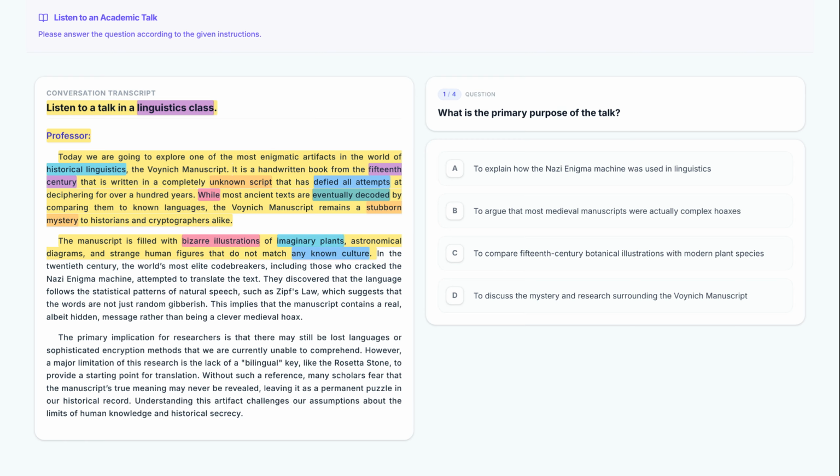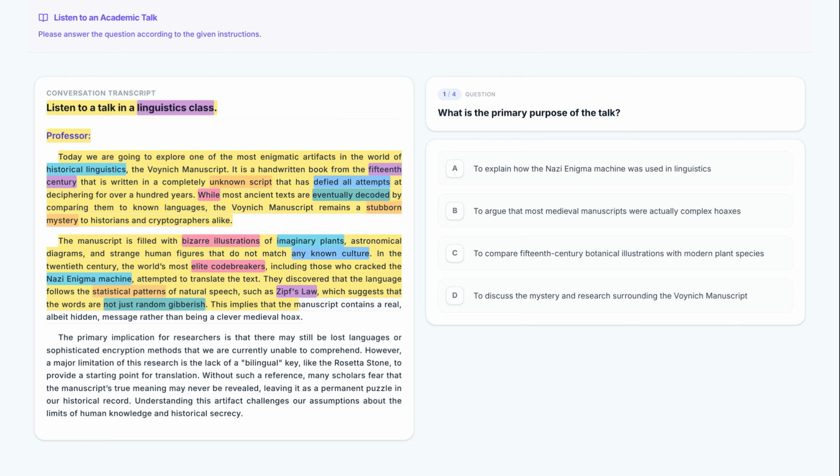To emphasize the difficulty of the task, the professor mentions that elite codebreakers who cracked the Nazi Enigma machine were unable to solve it. The next sentence introduces a crucial scientific finding. The text follows statistical patterns and Zipf's law, proving it is not just random gibberish.